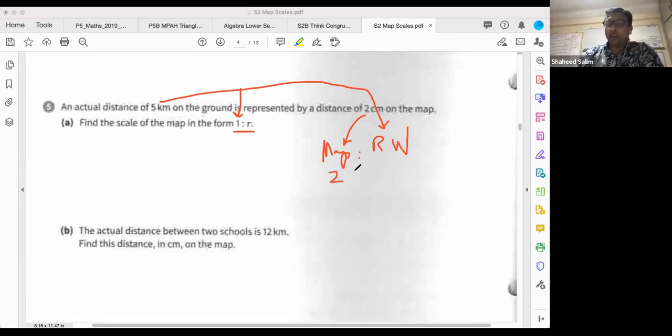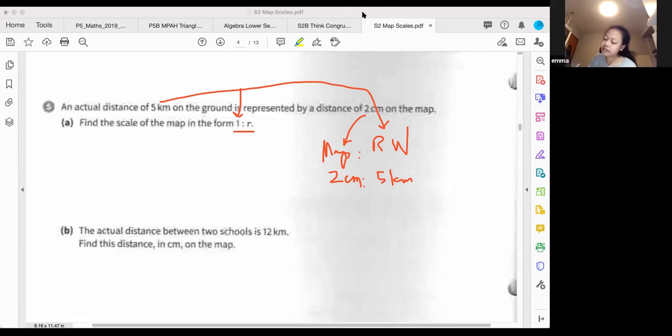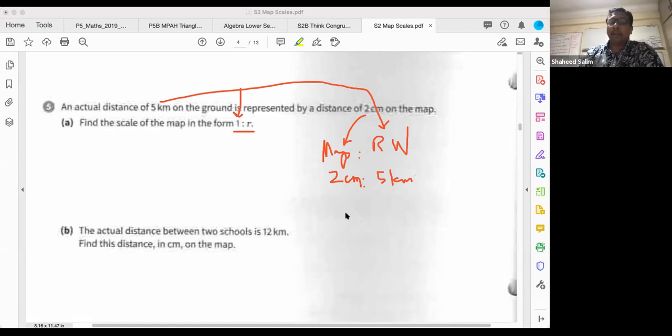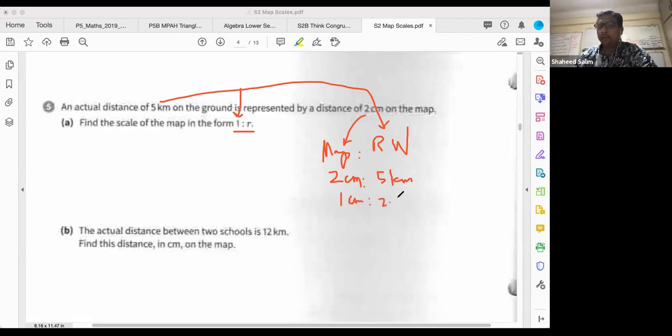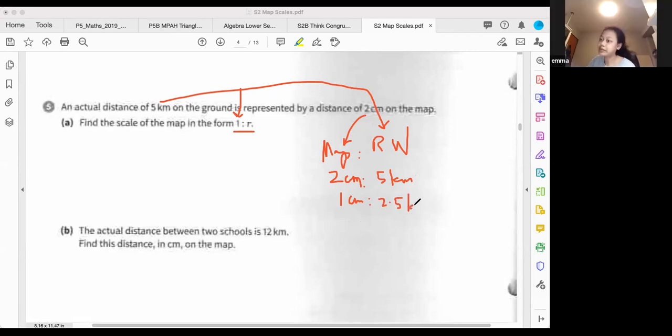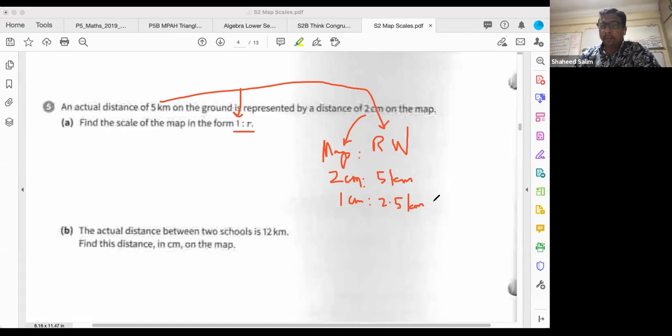But now they want it not as 2 to 5, but 2 cm to 5 km. Correct? So we want it without the units given. Finally, it's 1 is to something. So what are the steps you take? What do you do now? What's the next step? 1 divided by 2 equals 0.5. And then 5 divided by 2. Okay, 2.5 km then.